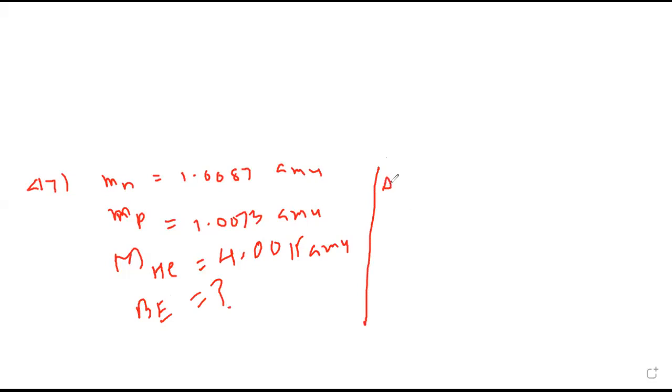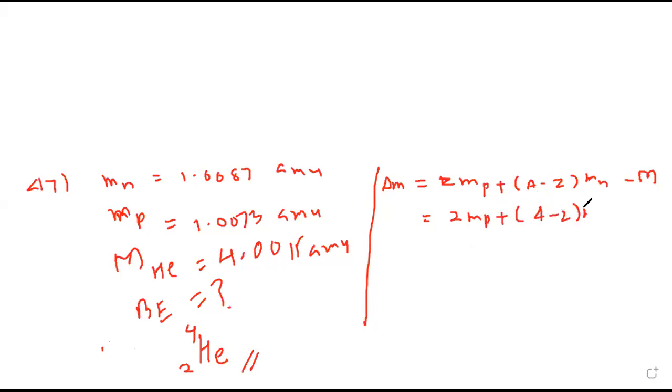So to get binding energy, first I will find mass defect. Mass defect is Z into mass of proton plus A minus Z into mass of neutron minus total mass of that helium. Follow? Helium has mass number 4 and atomic number 2. So this is 2 times mass of proton plus 4 minus 2 times mass of neutron minus total mass of helium which we got. So 2 will become common: mass of proton plus mass of neutron minus mass of helium obtained.